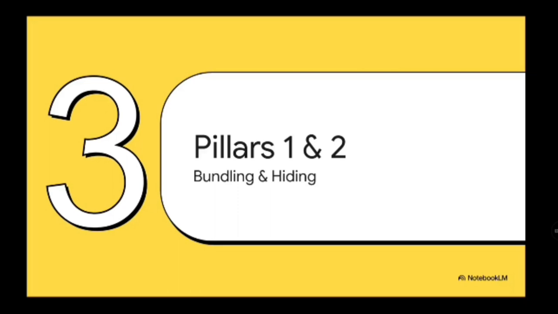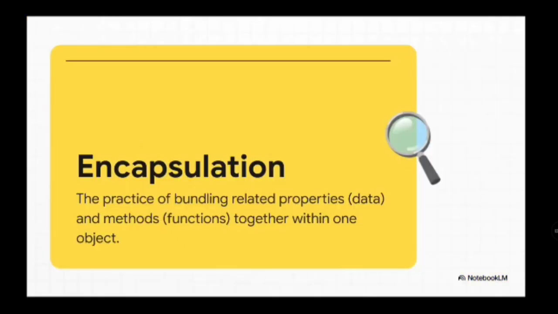Okay, so this leads us right into our first 2 pillars, which are all about how we structure these objects. It's all about bundling and hiding information. First up, we've got encapsulation. This is that core idea we were just talking about, the practice of grouping related data and its corresponding functions into one neat little package, one object. You can think of it like a recipe kit. It has all the ingredients and the instructions all in one box. Everything you need is right there together.